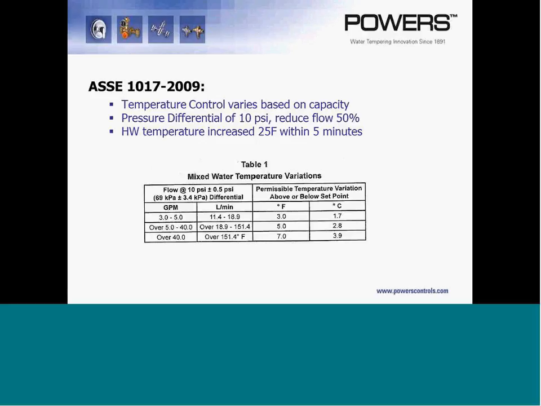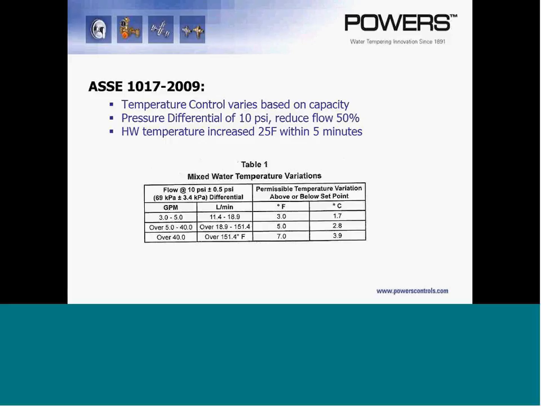So temperature control of these devices varies based on capacity. You can see down below the chart there. Depending on the overall capacity of the device, it's going to tell you what the permissible temperature variation is. Obviously, the higher the capacity, it provides a little bit more leeway, and this is above and below the set point. So for smaller devices, you're looking at plus or minus 3. For mid-size devices, plus or minus 5, and anything over 40 GPM allows you up to plus or minus 7 control. And again, this gets back to why it's important to have a point-of-use device as well.